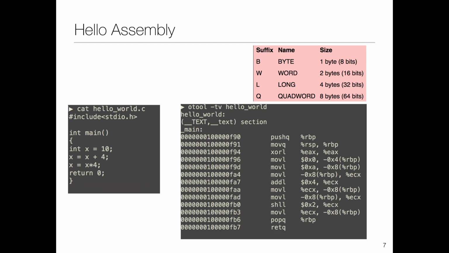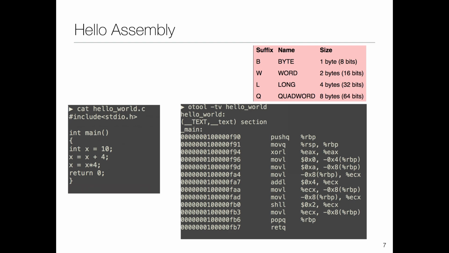You've shifted left, and then you again move ECX back to RBP minus 8. So ECX was this computation. ECX was basically RBP minus 8, shift left 2, and then you multiply, then you move it back to RBP minus 8. So you again get the value of x equal to x into 4. You pop RBP from the queue.